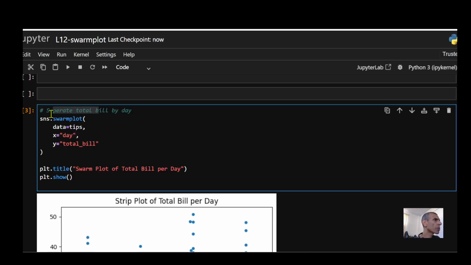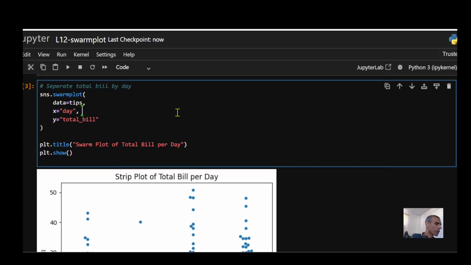Now, suppose you want to separate your total bill by day. You can do that too. In this case, I specify my x will be my day. That is how I want to separate. So this is my categorical data right here. So let me write categorical. And this is numerical data right here.